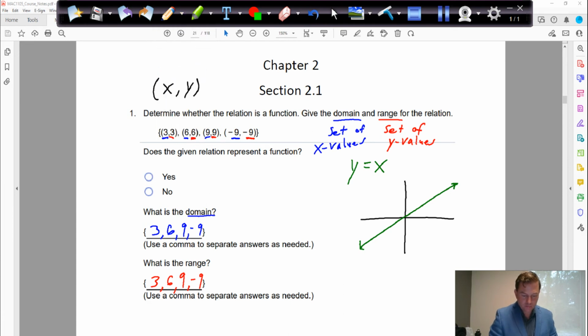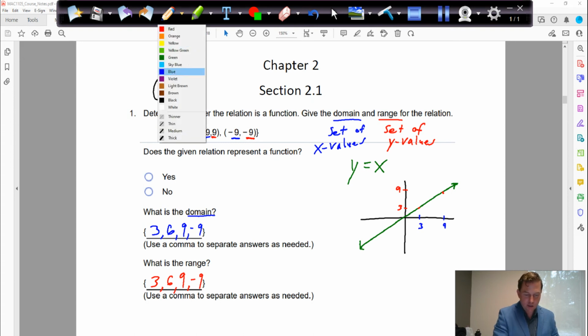So when we had 3, when we had 9, what did we get for the y value? We got 3, we got 9. So this will just have matching numbers, so any x you pick, you'll get the same y. Okay, now it says, does this represent a function? Well, there are a few ways we can test this to see.